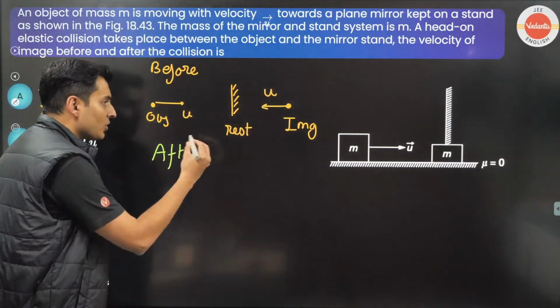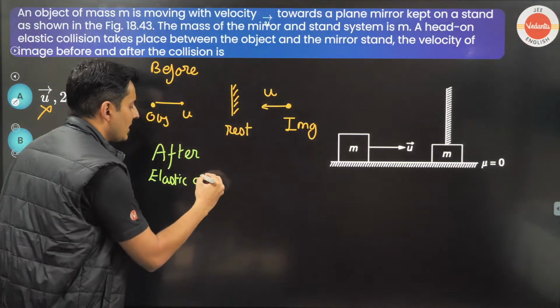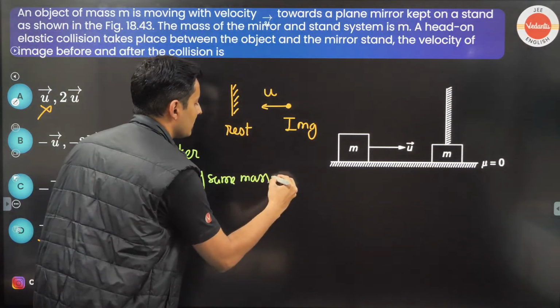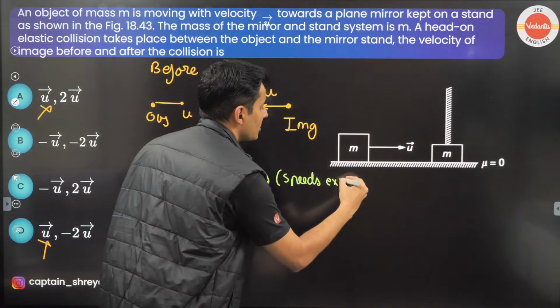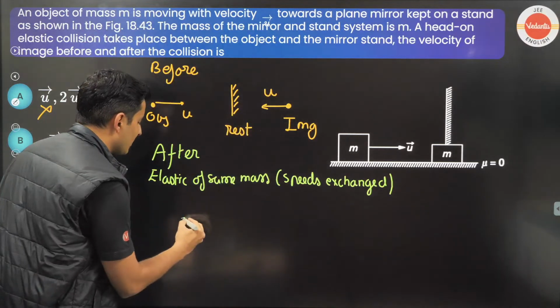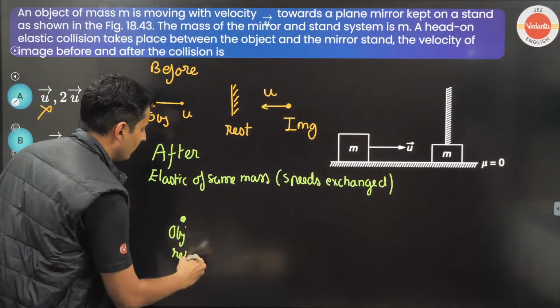There is no point. So during elastic collisions of the same kind of masses, the speeds get exchanged. So the speeds definitely get exchanged. So this object which is there will come to rest.